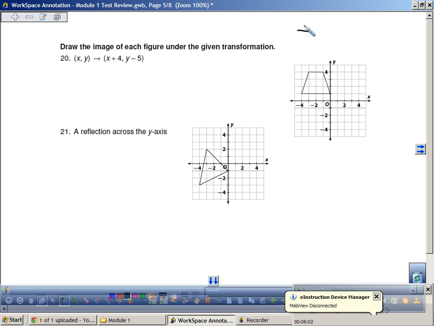Uh-oh, I just lost power on here. Give me 1 second. My Moby lost power. All right, anytime now. There we go. Come on, pen.